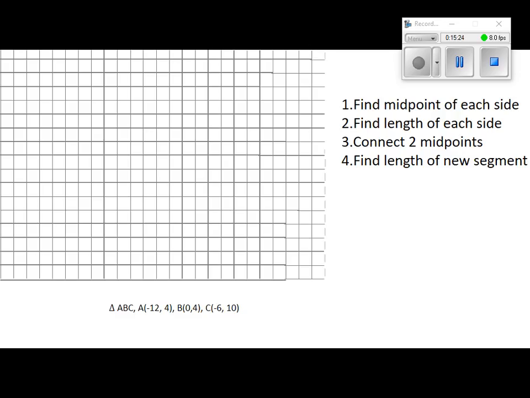So for segment, what'd you guys pick? AB. What are the x coordinates for A and B? -12, 0. What are the y coordinates? 4 and 4. Now again, I'm going to go through the process of plugging this into your calculator. So if you listen right now and follow along, you'll hit the buttons just like I'm telling you.